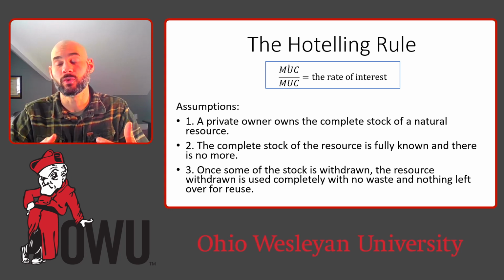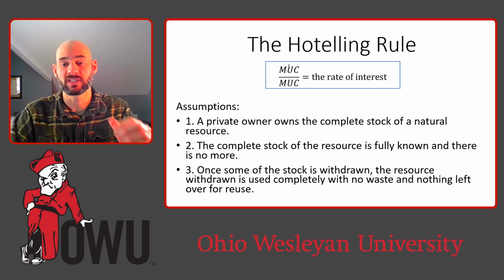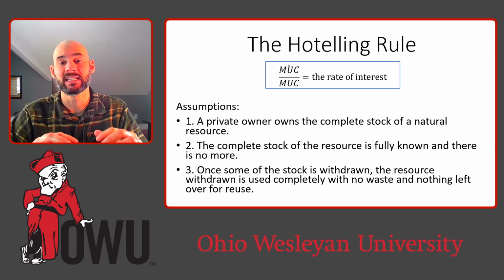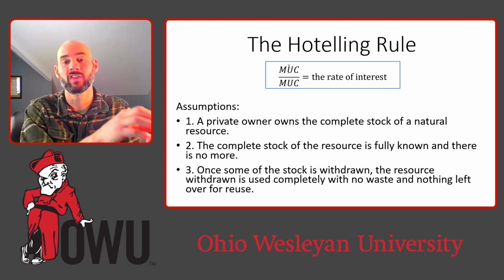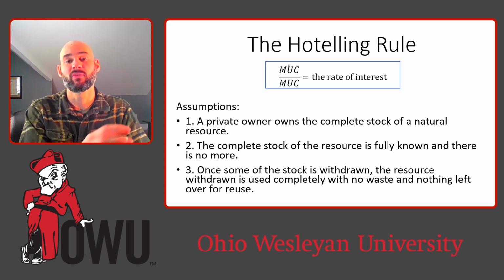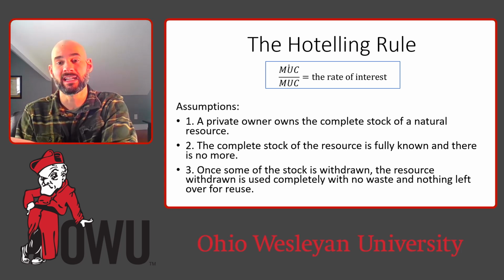And if we extract too much so that the marginal user cost is going to be greater than the rate of interest, the left-hand side is greater than the right-hand side, then we're going to slow down our extraction because that resource is going to be gaining more value in the ground unextracted than if we were to extract it and invest that money in an interest-bearing account.